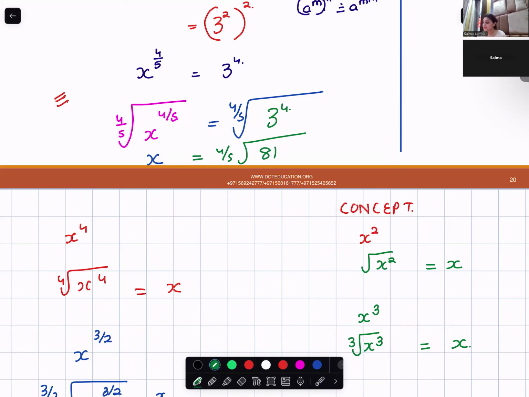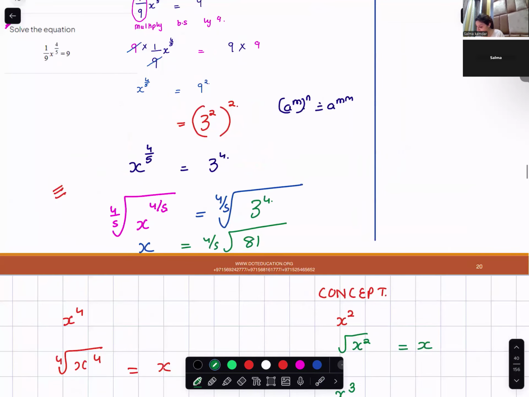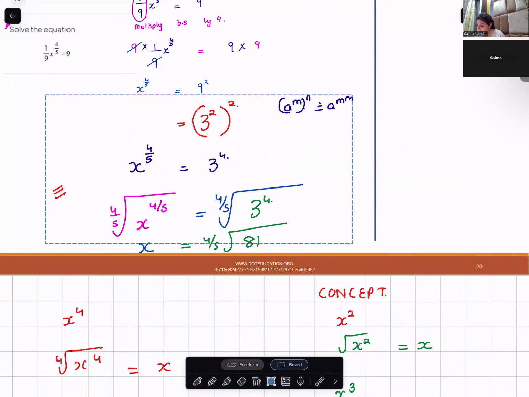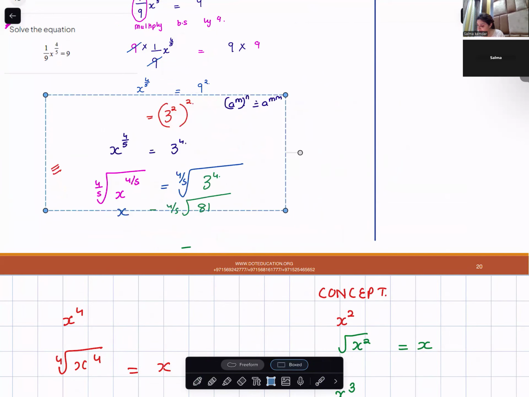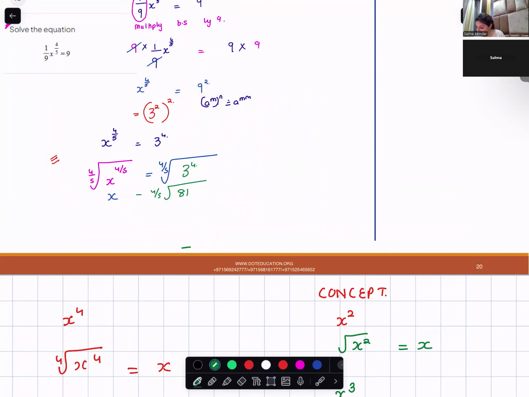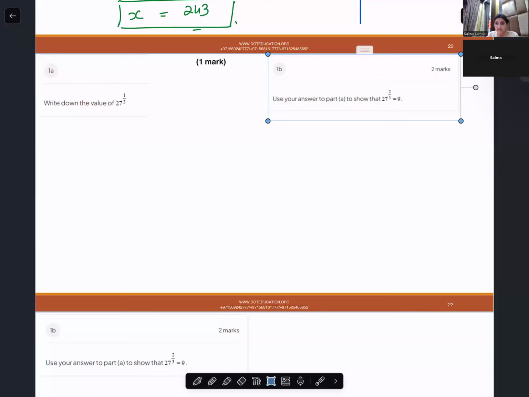If you're going to put this in your scientific calculator, I hope you all know how to use a scientific calculator. So if you're going to put this in your scientific calculator, you are going to get x is equal to 243, and this is your final answer. Let's go to the next part of the question.